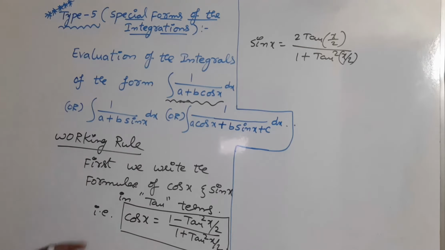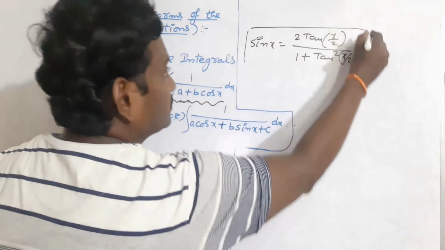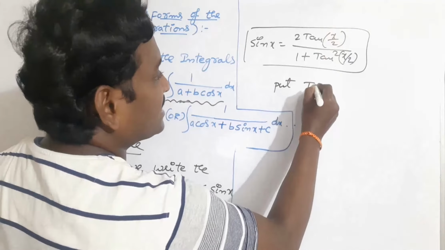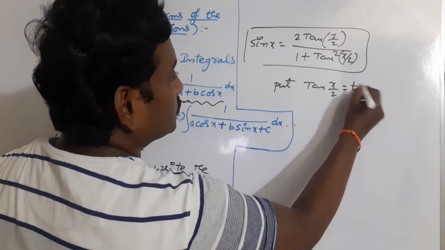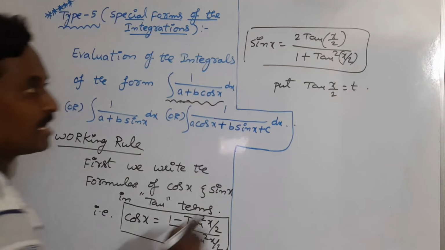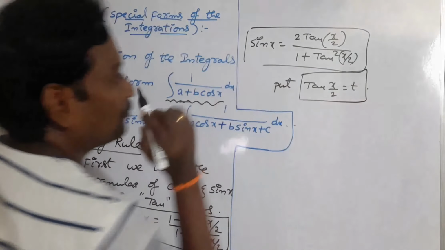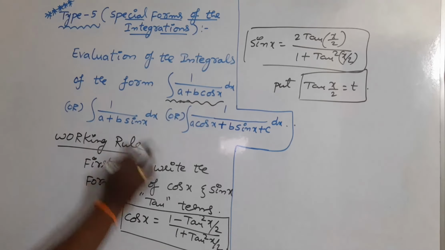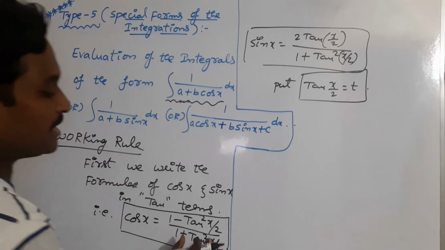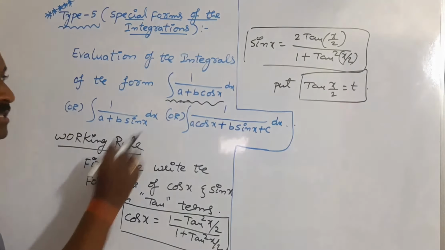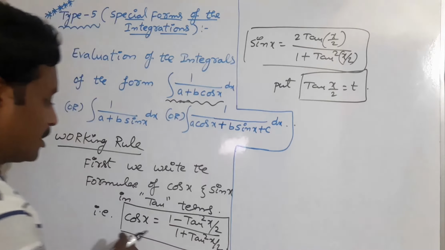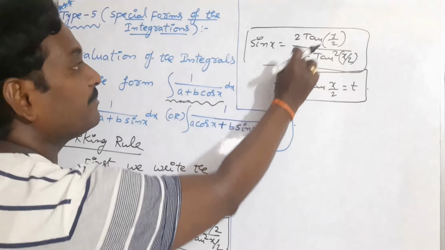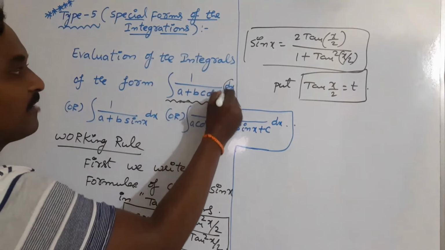After replacing cos x and sin x values in these integrations, we should replace tan x by 2 is equal to t. This is the substitution used in this problem. First of all, we should write the formula of cos x and sin x in terms of tan. After that, replace tan x by 2 is equal to t in the given problem. So automatically cos x becomes 1 minus t square by 1 plus t square and sin x becomes 2t by 1 plus t square. We should replace the value of dx now.